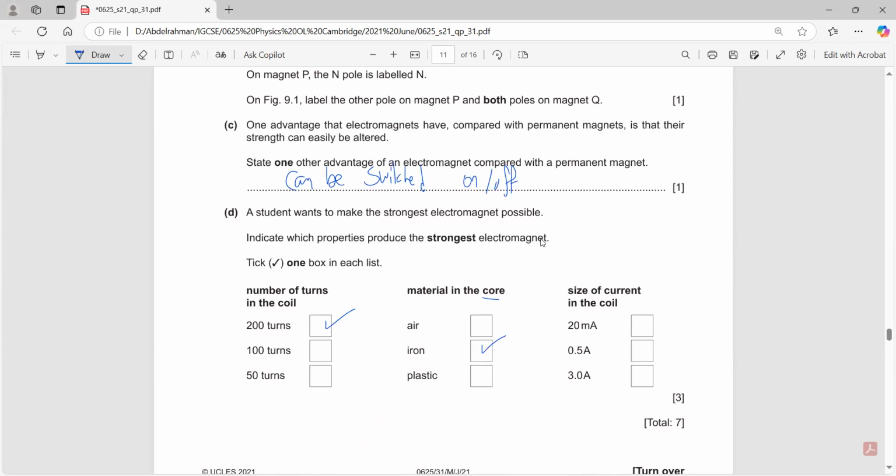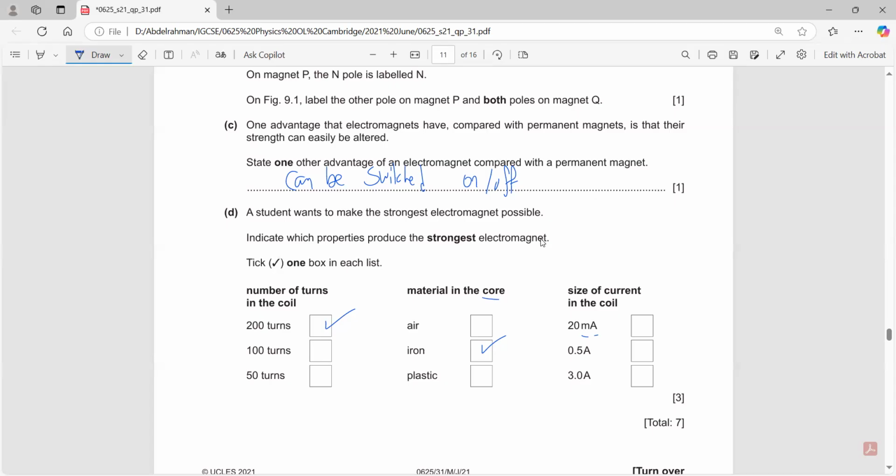What about the size of the current? I need to increase the current. Or should I decrease it? Increase the current. So 20. The answer should be 20. No, it shouldn't be 20. Why? Because this is 20 mA. What's mA? Is it meter ampere?